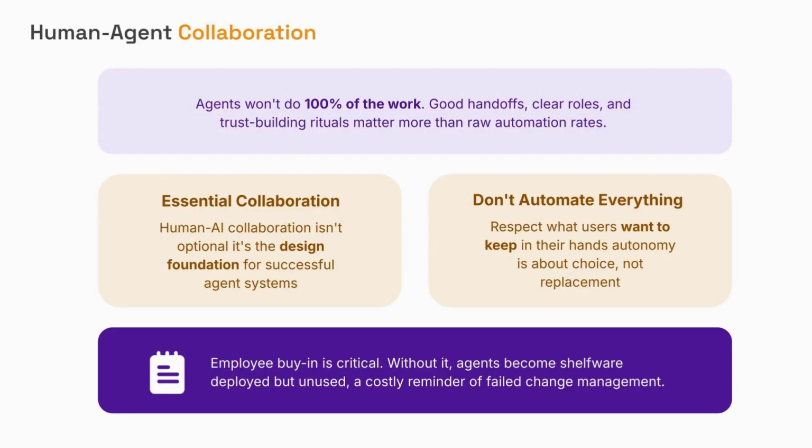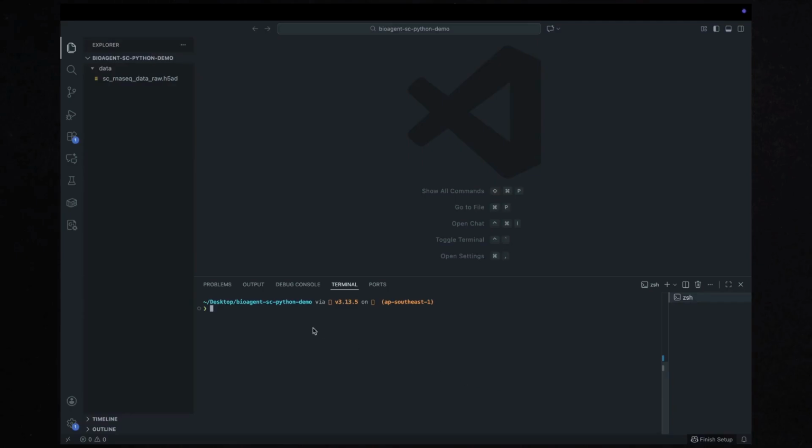Agents won't do 100% of the work. We prioritize essential collaboration, giving you the autonomy to choose what to automate while keeping the strategic decisions in your hands. Let's see exactly how this works in practice. Welcome to the BioAgent demo.